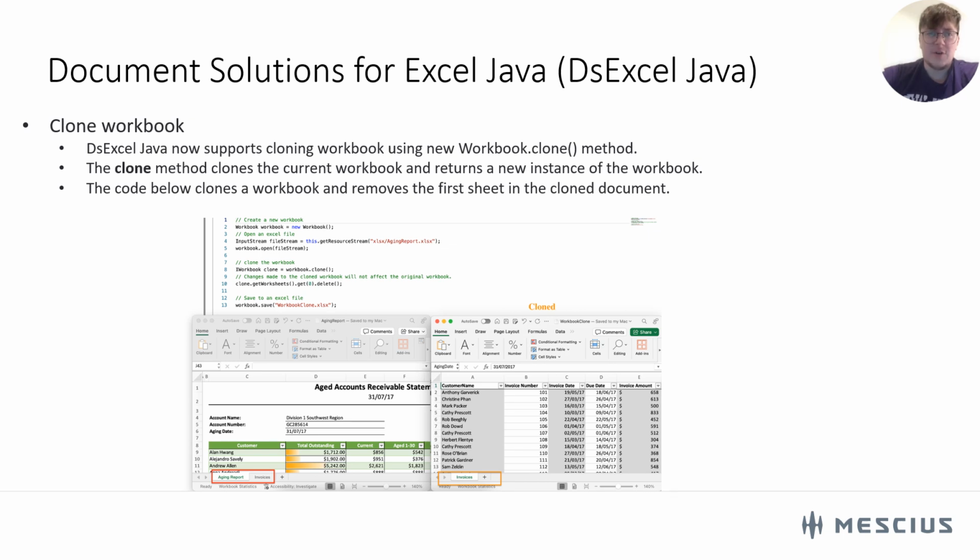We then delete the first sheet from the cloned workbook and save the workbook. When we view the two files below, we can see that the original file that would have been affected by the original workbook instance still includes both worksheets and has not been altered, while the new file affected by the cloned workbook instance is missing the first sheet, which has since been deleted.